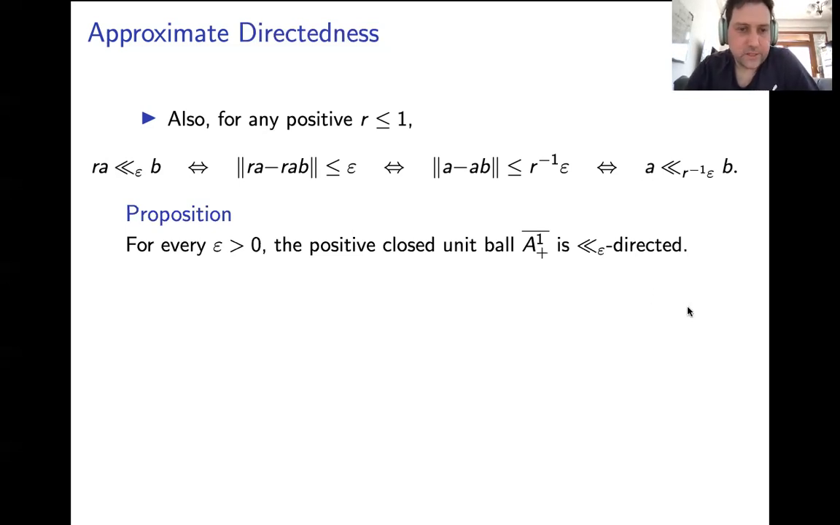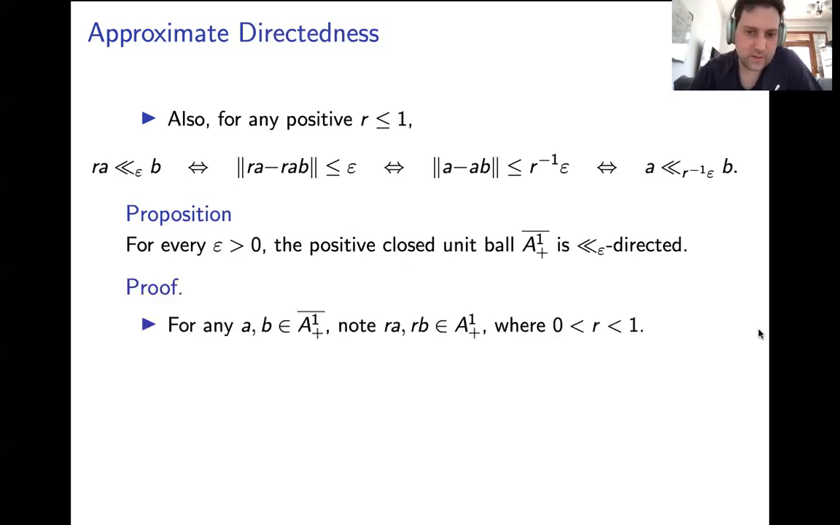So the proposition now is that even though the closed positive unit ball is not necessarily directed with respect to domination, it is directed with respect to almost domination with an arbitrarily small error here. And we put together a few of our results and our observations to get this result.